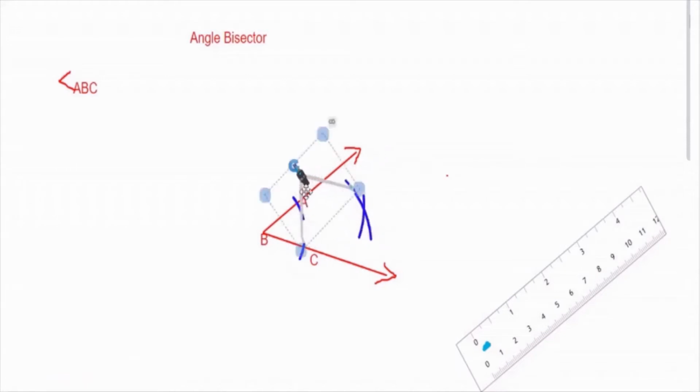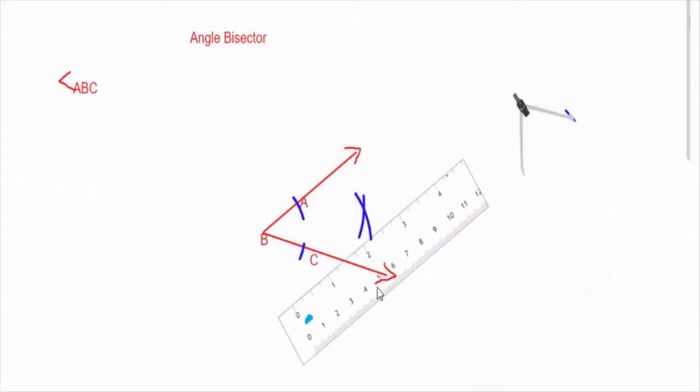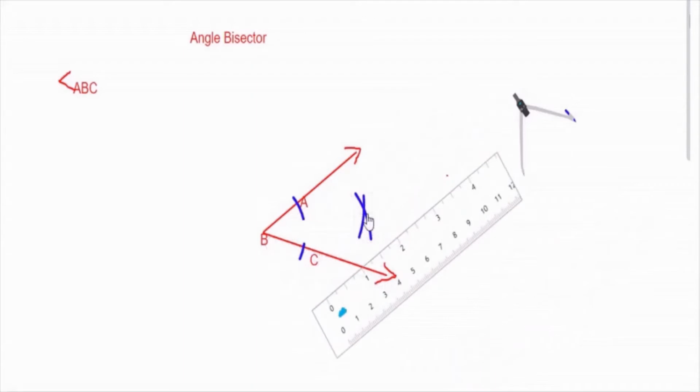Draw it here, keep the compass aside, bring the ruler. We can name this particular intersection. There is an intersection made which we can name as X. So a line from B through that point X will be the angle bisector.